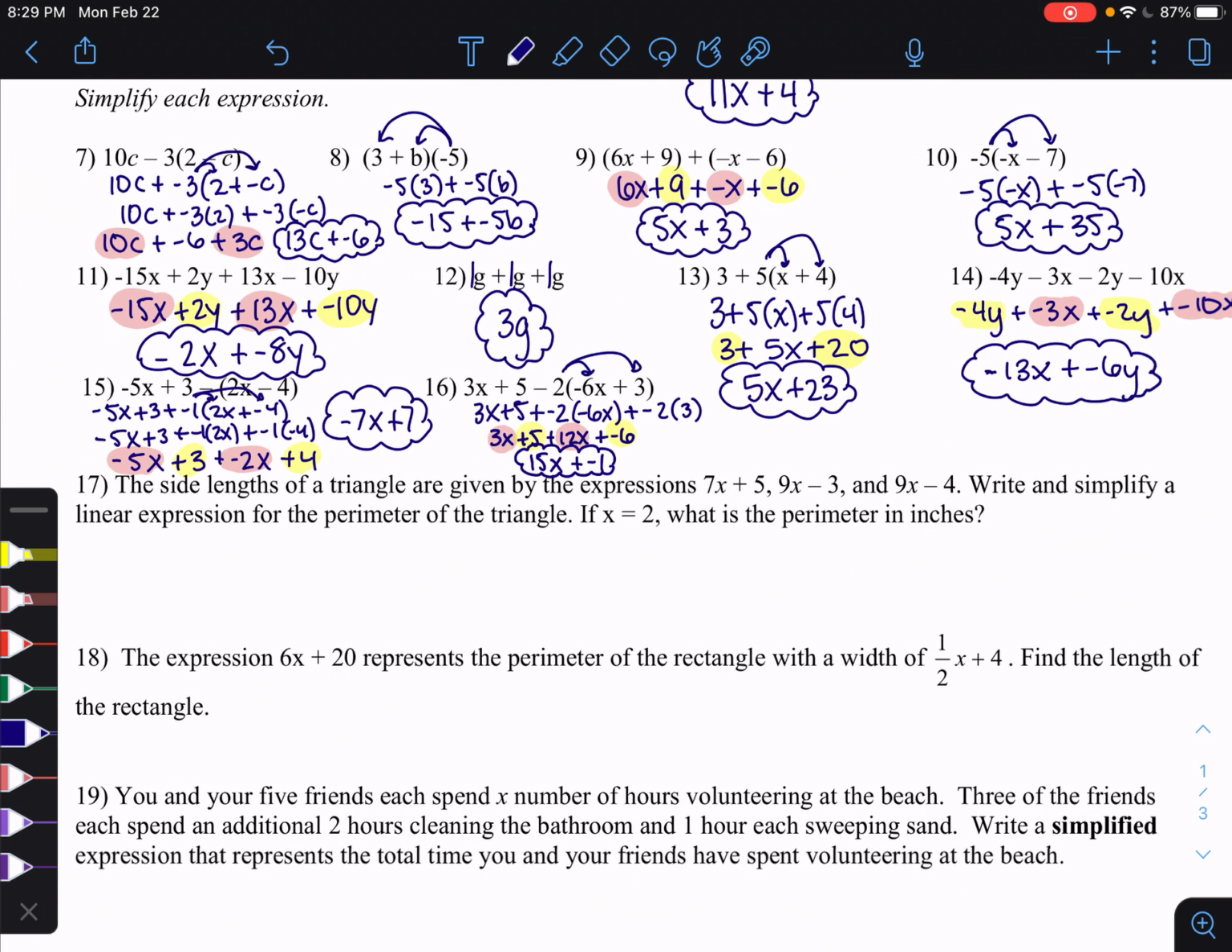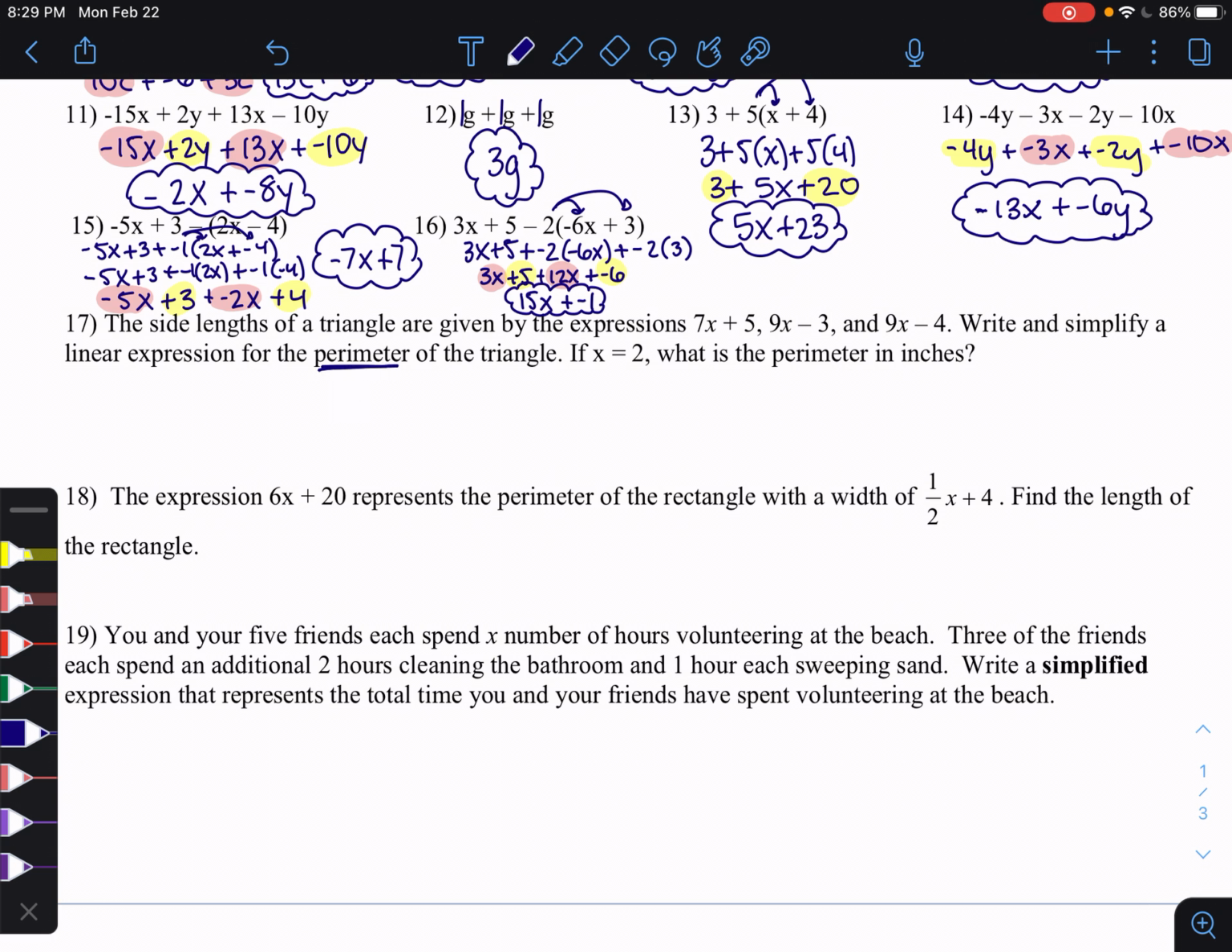Number 17 says the side lengths of a triangle are given by the expression 7x plus 5, 9x minus 3, and 9x minus 4. Write and simplify an expression for the perimeter. So again, we're going to add all the sides. And then it says if x equals 2, what is the perimeter in inches? So we're actually going to write and simplify the expression, and then we are going to evaluate it for a value. So I'm going to add all the sides together. I'm going to do 7x plus 5 plus 9x plus negative 3 plus 9x plus negative 4.